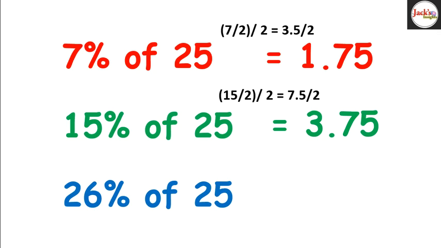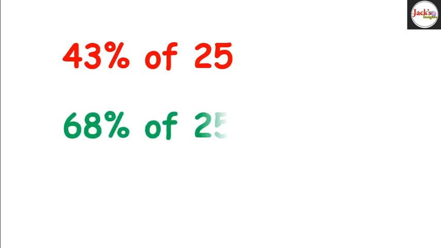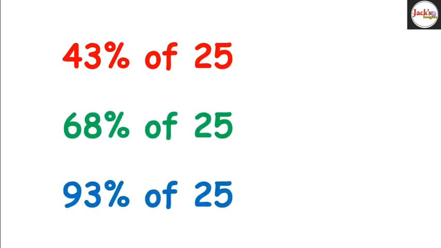Now, 26% of 25. What is 26% of 25? Half of 26 is 13. And what is half of 13? Okay, that is 6.5. So that is how to get any percentages of 25. Now let's have another set of percentages of 25. How about 43% of 25, 68% of 25, and 93% of 25?